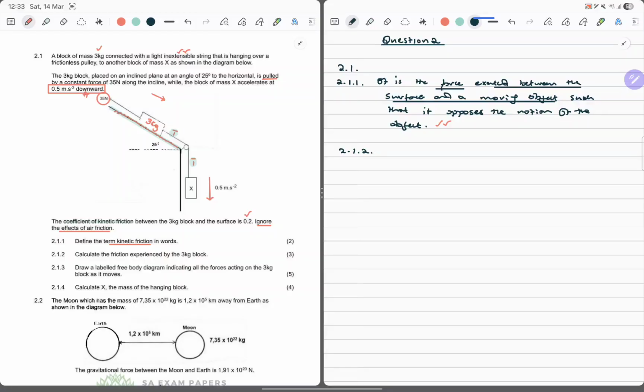2.1.2 says, calculate the friction experienced by the 3 kilogram block. Okay, 3 marks. Well, what do we see, guys? We know that our 3 kilogram object has a force straight down, which is our friend Fg.